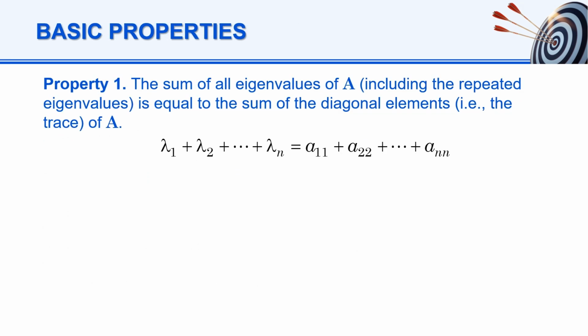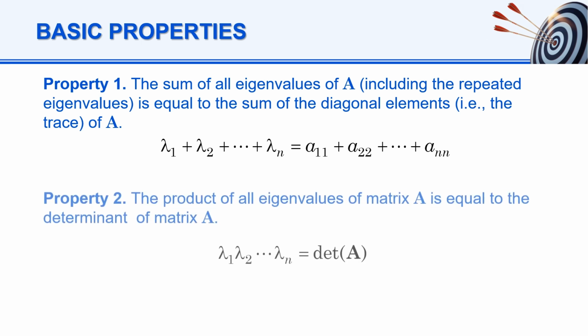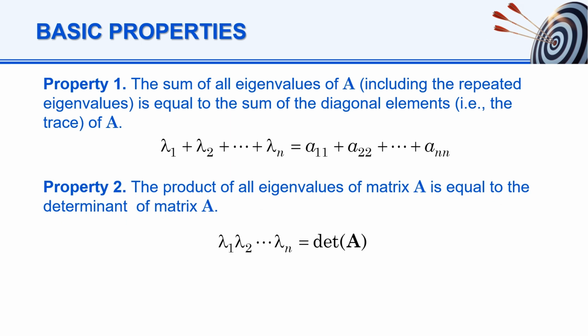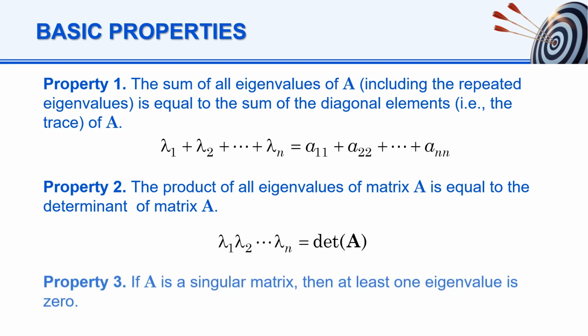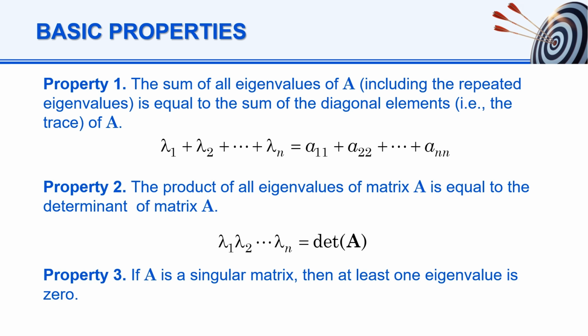Property 1. The sum of all eigenvalues of A, including the repeated eigenvalues, is equal to the sum of the diagonal elements, i.e., the trace, of matrix A. Property 2. The product of all eigenvalues of matrix A is equal to the determinant of matrix A. Property 3. If A is a singular matrix, then at least one eigenvalue is 0. Note that in property 2, the determinant of A is 0 for any λ = 0.